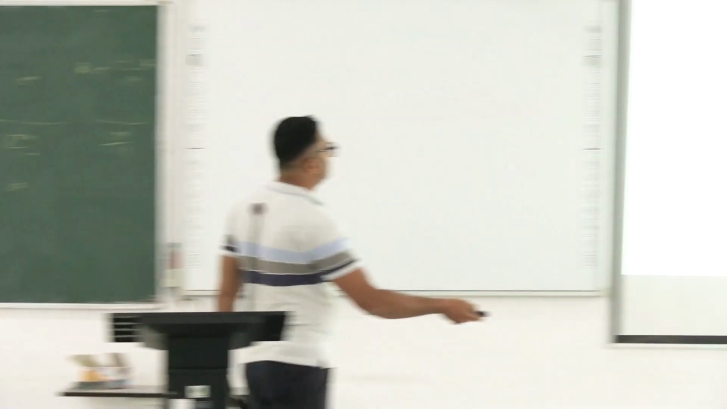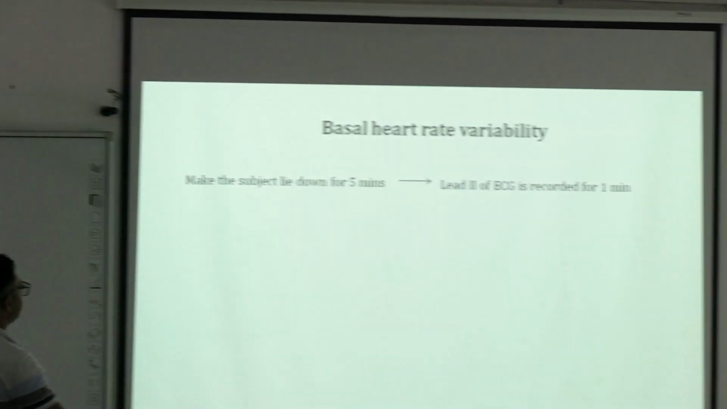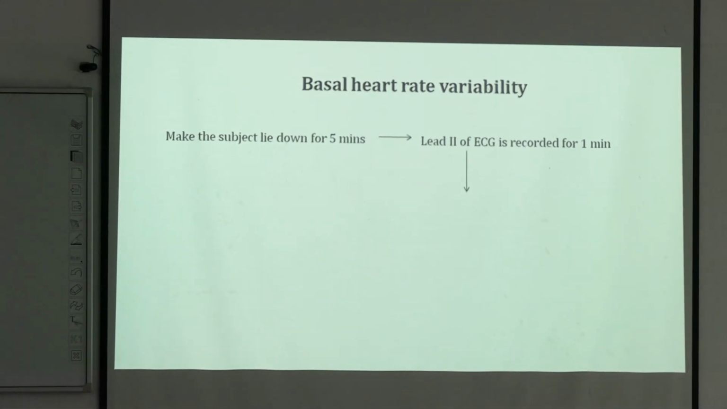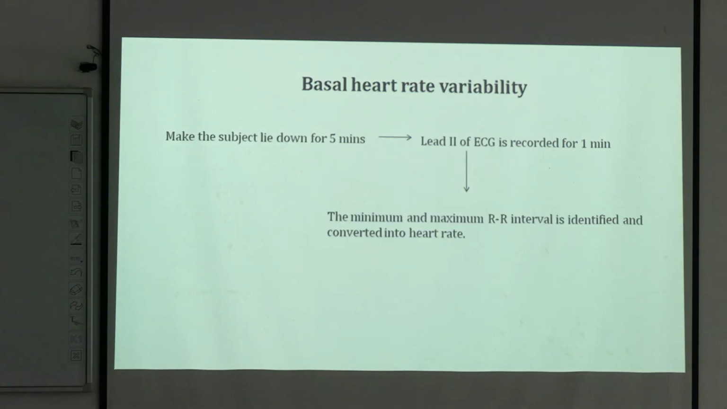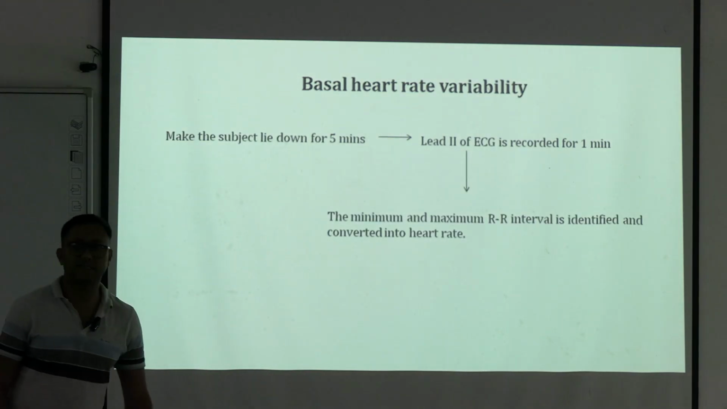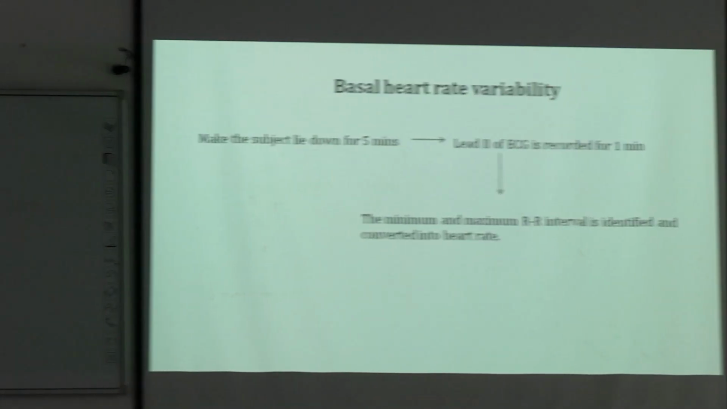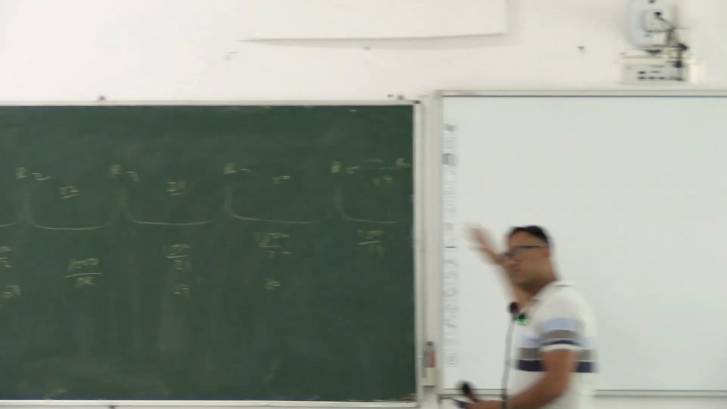Again, you make the patient lie down for 5 minutes and lead 2 ECG is recorded for 1 minute continuously, only lead 2 ECG is recorded for 1 minute, right, and the minimum and maximum RR interval is identified, minimum interval and maximum interval. Say for example, here R1, R2, R3, R4 like this up to R19, R20, as many as occur in one minute.